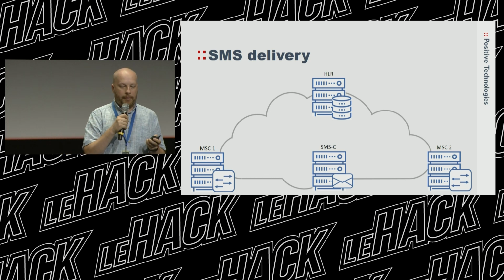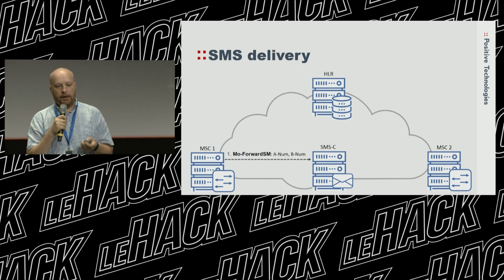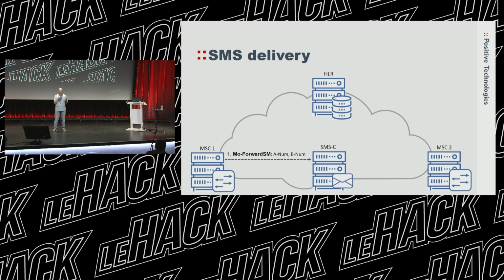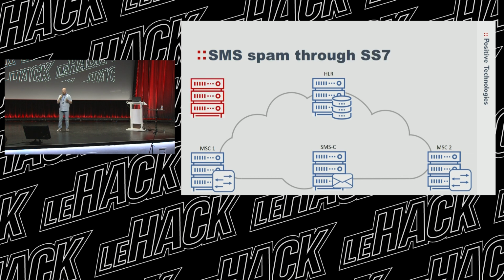More details about SMS delivery. For each SMS, we need an originating party and a terminating party. The originating party sends SMS in MO, mobile originating, forward SM signal message. When the SMS Center receives this message, it performs the well-known HLR interrogation procedure, receives information about the terminating subscriber and sends the next signal message, MT forward SM, mobile terminating forward SM, to deliver the SMS to the subscriber. When the SMS is delivered, the terminating MSC sends a return result last. The same signal message comes to the originating MSC, and SMS delivery is over.